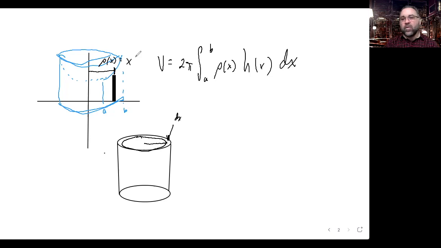And like I said, we hit these pretty hard in Calc AB. I know it was kind of during the shutdown for a lot of it, but we did hit these volume equations pretty hard. So anyway, just a quick reminder of how to do volume by the solids of revolution.